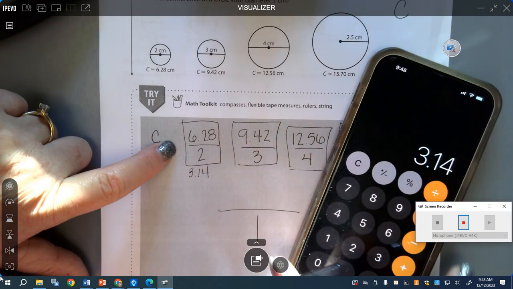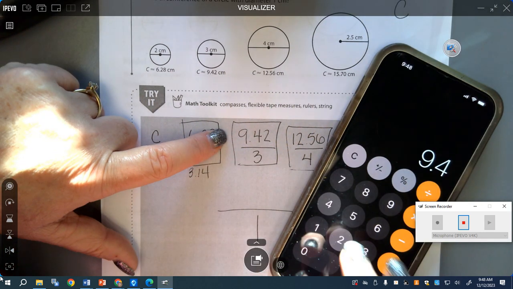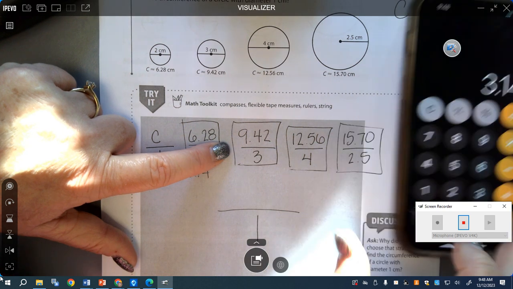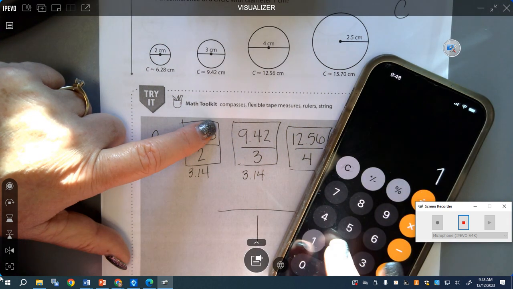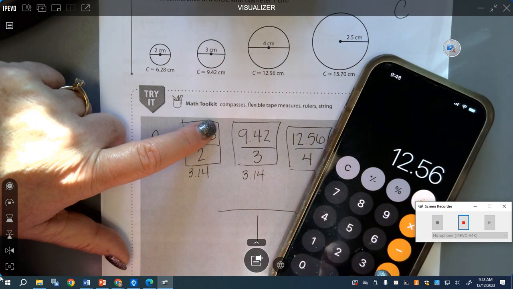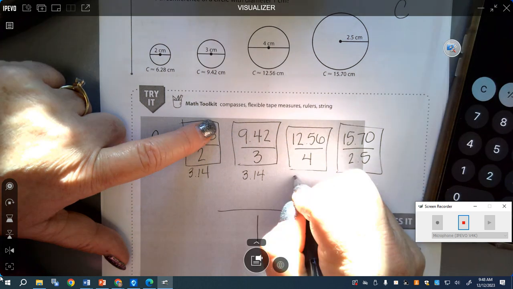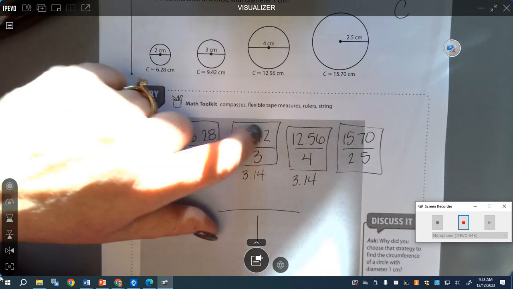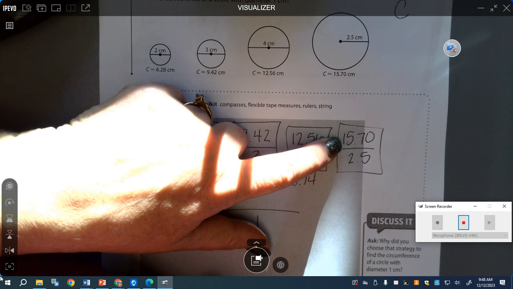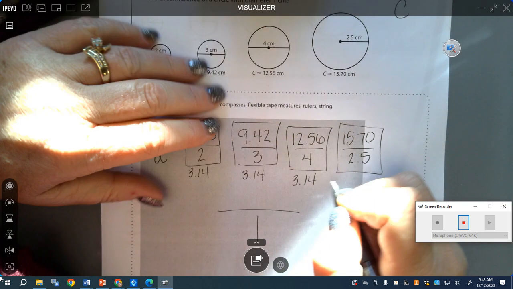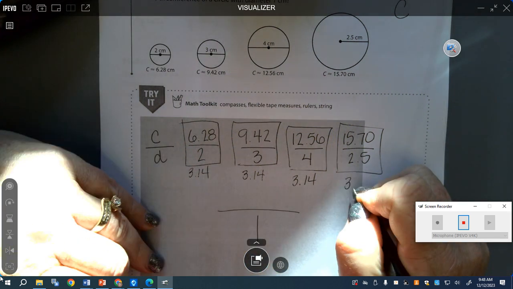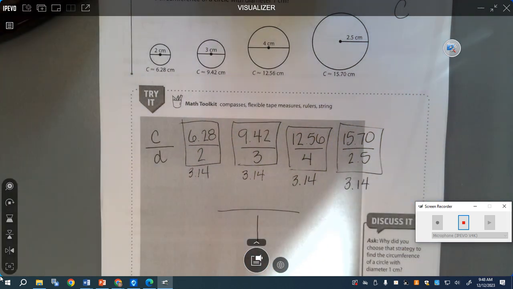Crazy. All right, let's see. 9.42 divided by 3. Oh my gosh. Okay. Divided by 4. Oh my gosh. Can you guys make a prediction about what 15.70 would be if you divide it by 2.5? What would it be? Oh my goodness. All right. 3.14 is what? Pi. It's the value of pi.